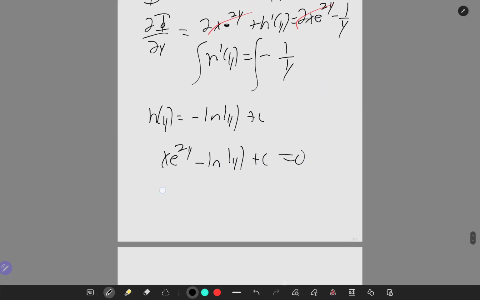That leaves us with x e to the 2y. We can simplify this, right? And we subtract that c over, it becomes negative c, which becomes a new constant. And this is our general solution.